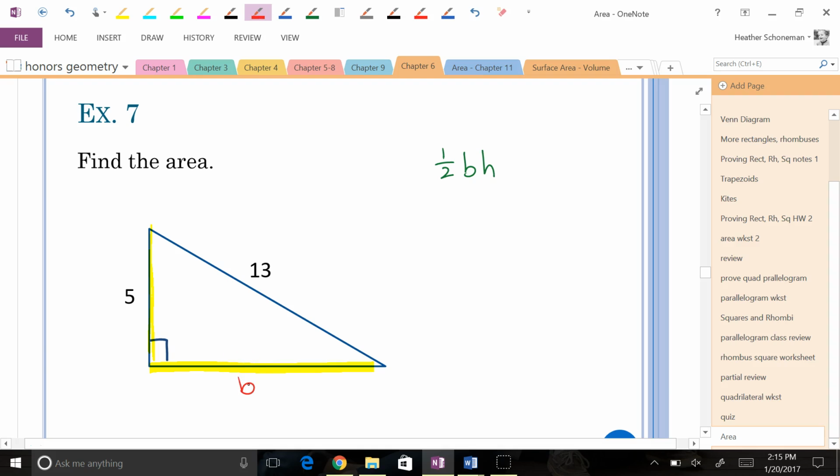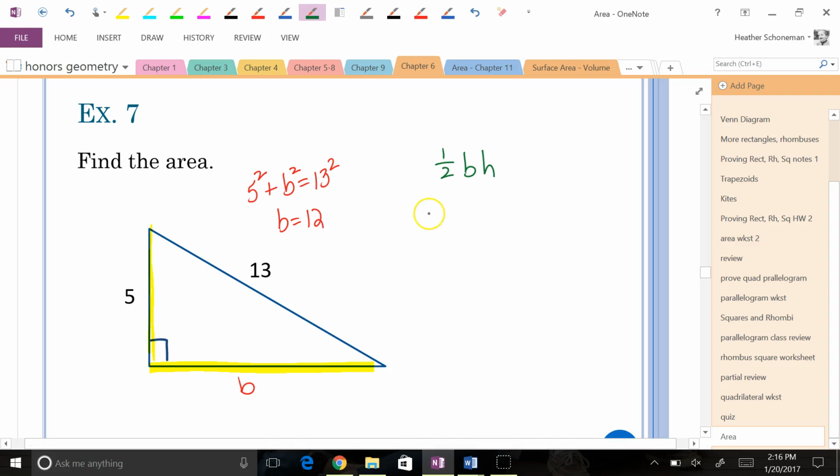All right. Well, to find the missing side in a right triangle, if we know 2 of the 3 sides, we're going to have to do Pythagorean theorem. So we're going to do 5 squared plus the base squared equals 13 squared. Okay, pause the video and on your own, figure out what the base would be. You should get that the base is 12.